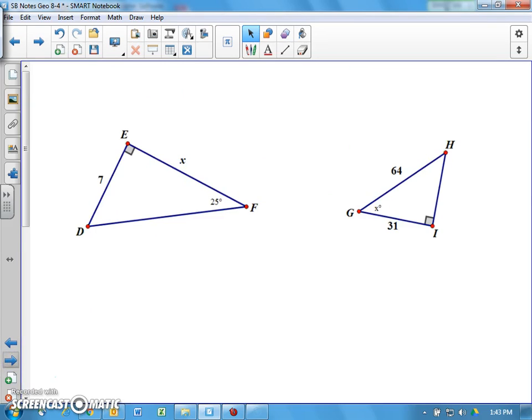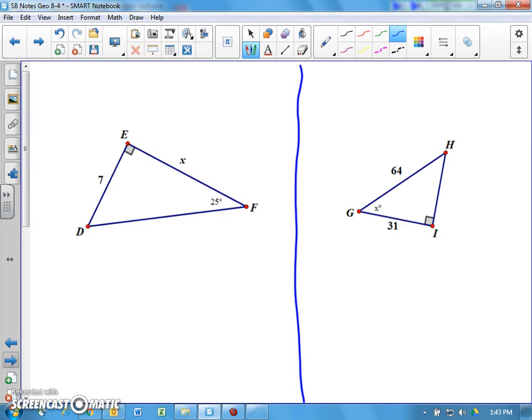At the bottom of the page, we've got two triangles. We're going to start with the first one. And our job is to find x. So I'm going to model that procedure. The first thing I'm going to do is find the angle that I'm standing on, because until I know where I'm standing, I don't know which side is opposite and which side is adjacent.